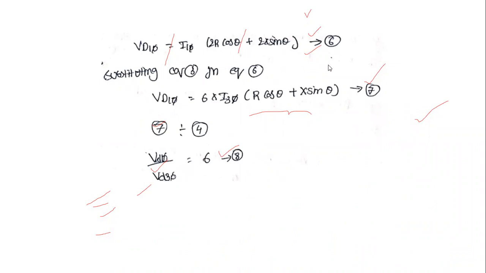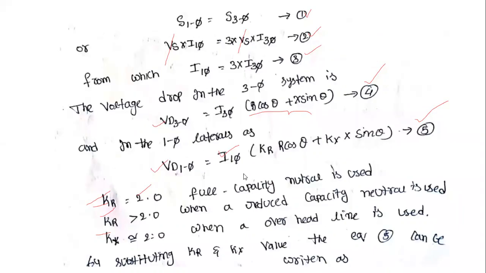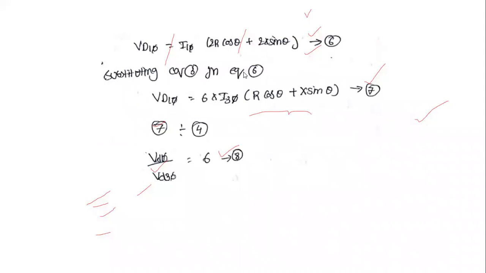Substitute 3 in 6. What is the third equation? I single phase is equal to 3 into I three phase. Therefore, Vd single phase is equal to 2 into 3 into I three phase, and 2 into 3 is equal to 6.